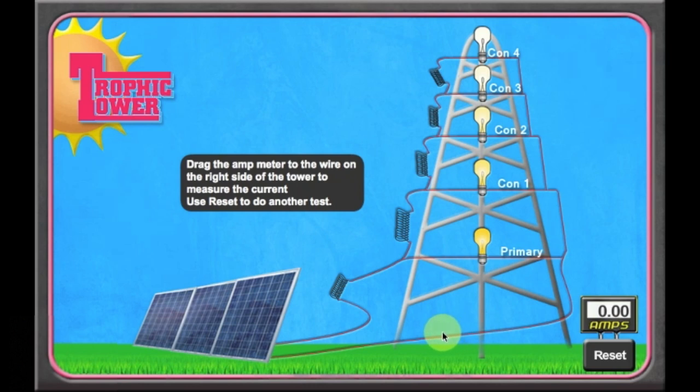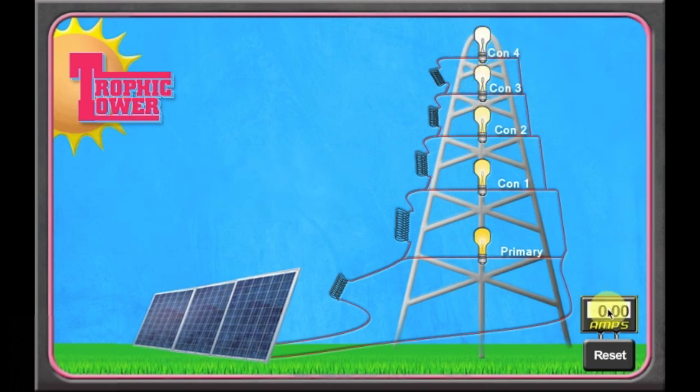test. Here, electricity rather than water is used to illustrate the trophic pyramid. The primary level of the tower represents the producers, and each additional level represents the 4 levels of consumers. Photovoltaic cells are used to convert the sunlight to electricity. An electrical circuit is placed on a tower, and light bulbs are used to illustrate the amount of electricity at each consumer stage. You will use the ammeter to measure the electricity at each leg of the circuit.